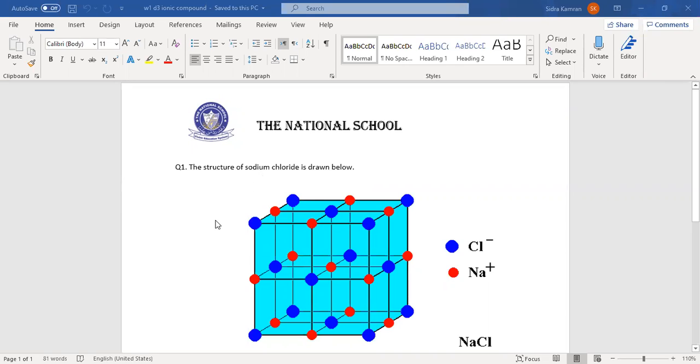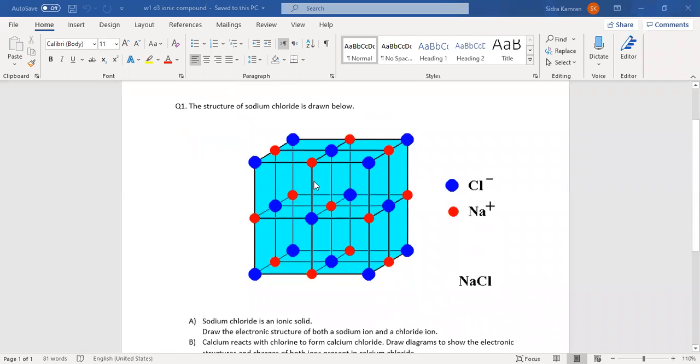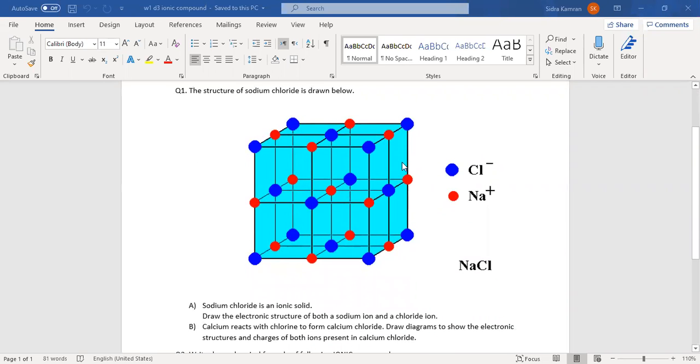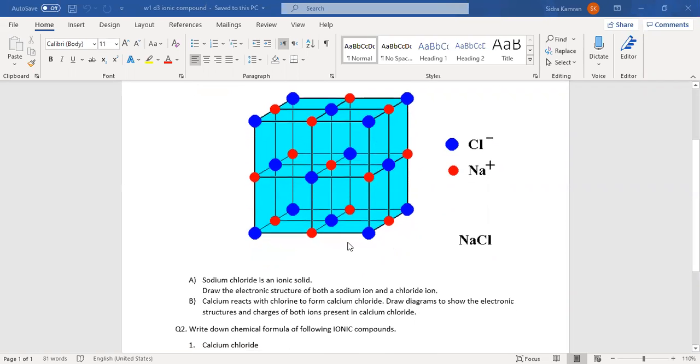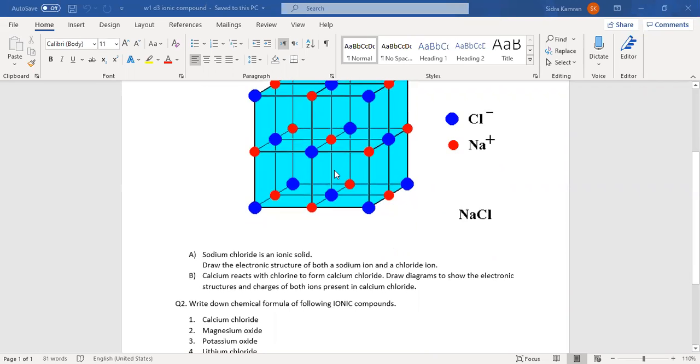In this worksheet, you have the first question, and here you can see the structure of sodium chloride. The lattice structure of sodium chloride is given, and we know sodium chloride is an ionic compound. So the question is, draw the electronic structure of both a sodium ion and a chloride ion. So how can you write the electronic structure?